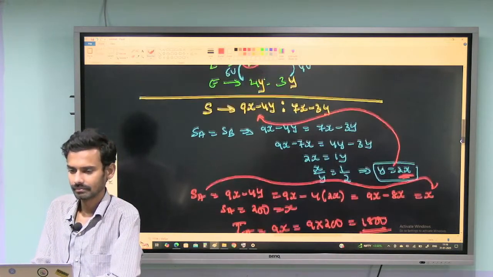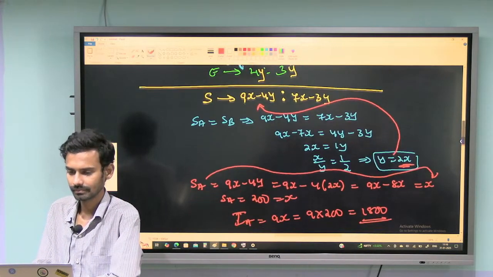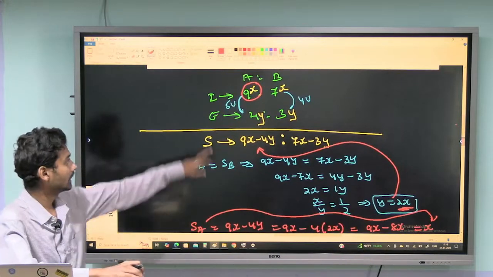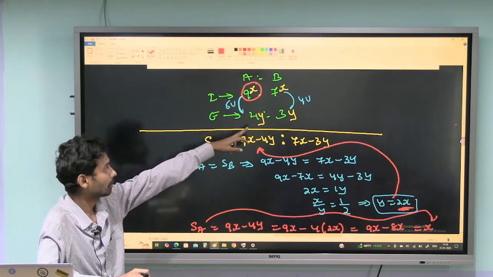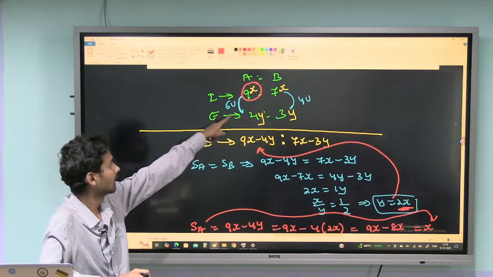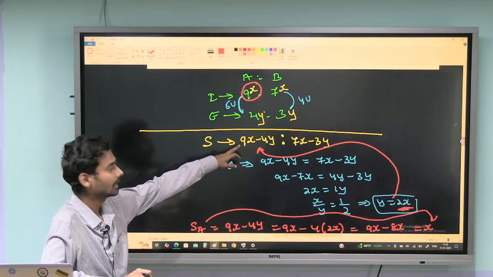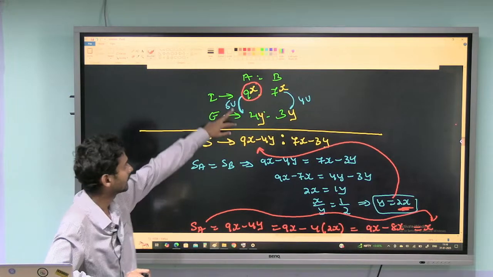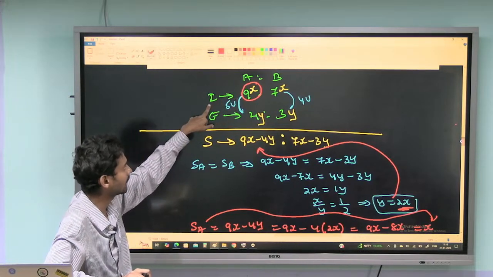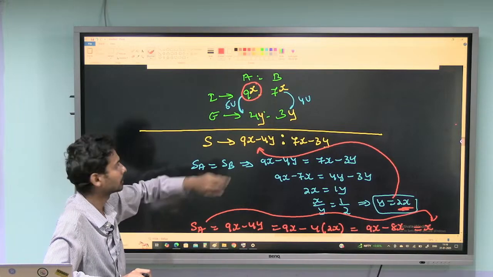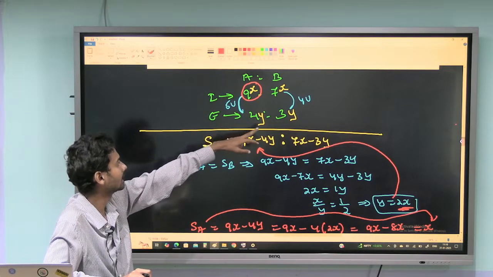Clear with this? Just go through the solution once again. I took the ratio. I checked whether I can apply the short trick or not. Here this difference I am not getting equal, so I can't apply the short trick. So what I did, I went with the basic method. I am taking this difference. I am considering income of A and B as 9x and 7x, expenditure of A and B as 4y and 3y.